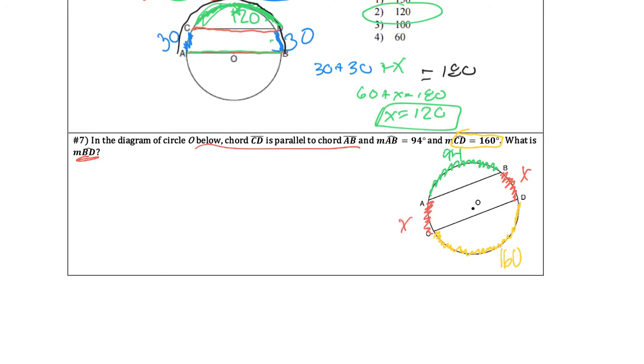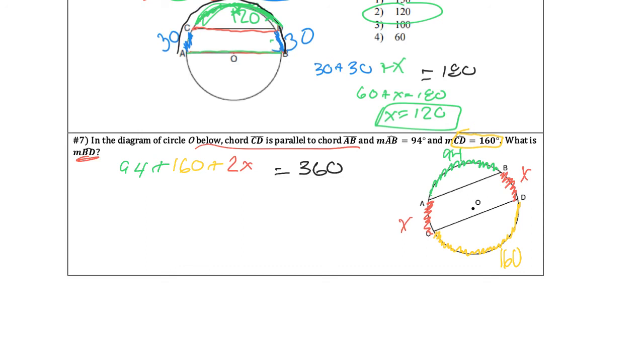So if I look, I have a full circle right now. And if I'm talking about a full circle, this is going to equal 360, not 180. So I'm going to add all the pieces. So I got 94 plus 160 plus, I have two X's, so 2X. Or you could have written X plus X, but that just combines like terms to 2X, equals 360. So now we just got to solve, because all these got to add up to 360 because it's a full circle filled in over here.